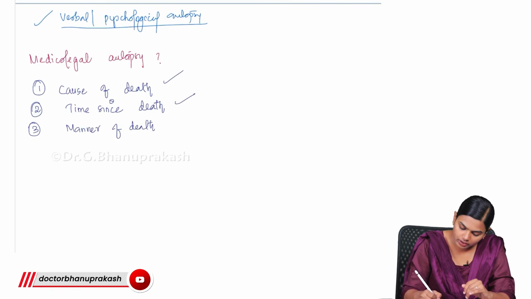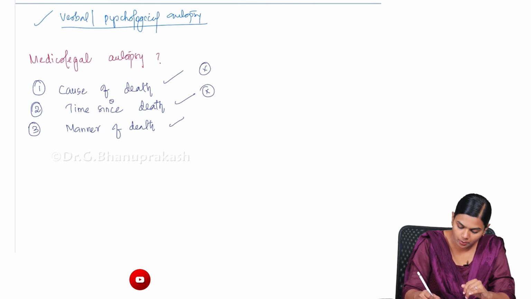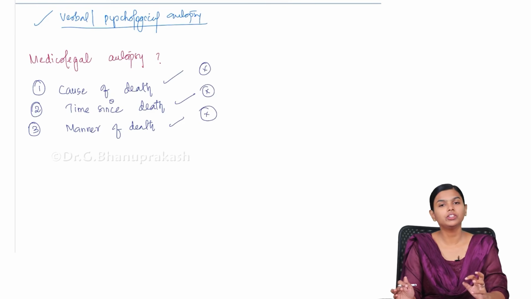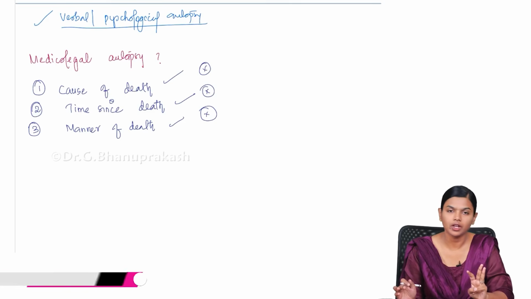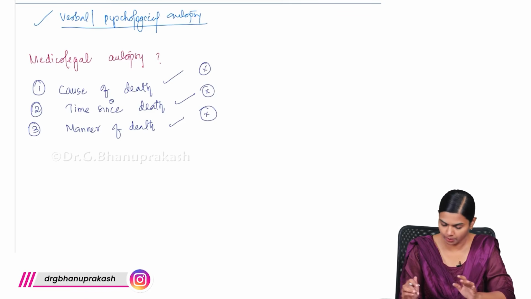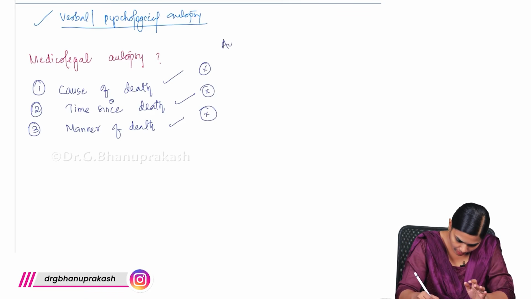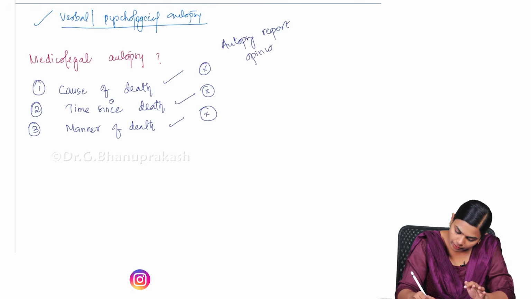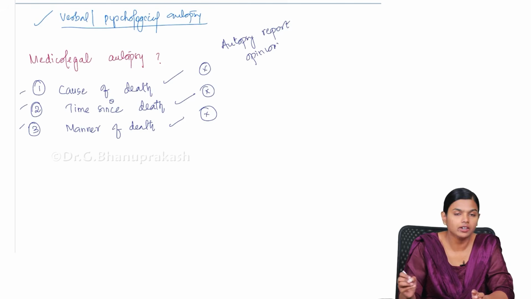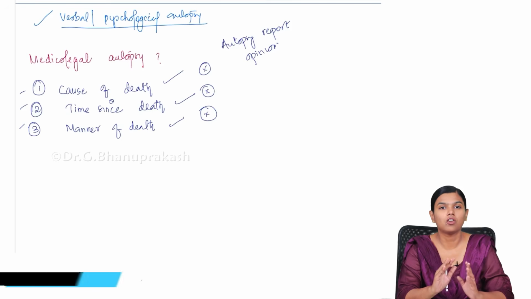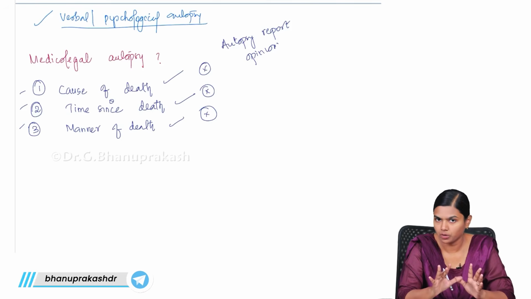And the next thing would be manner of death. So these three are very, very important. Without giving an answer for these three, your autopsy report is incomplete. And these three form the crux of the autopsy report. So in the autopsy report, in the opinion column, these three things will definitely be mentioned. These three form the main part of your autopsy report opinion.